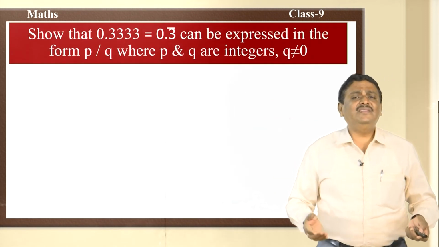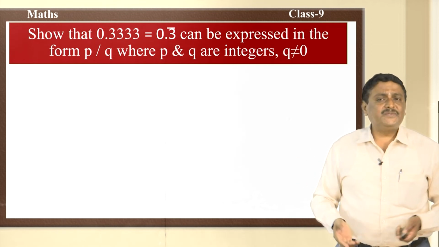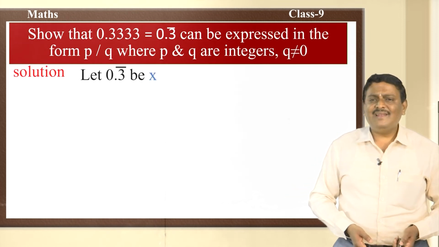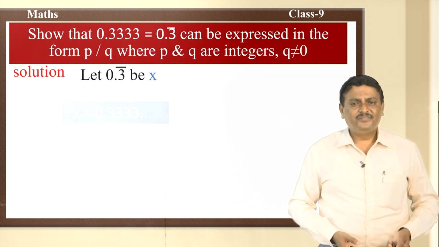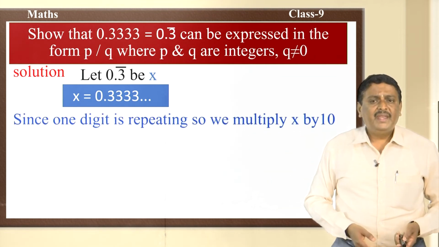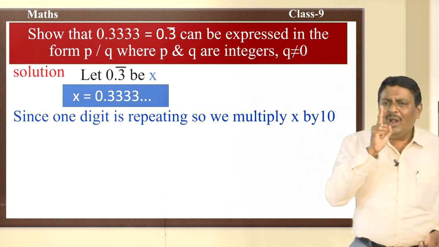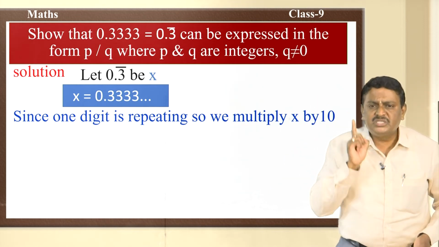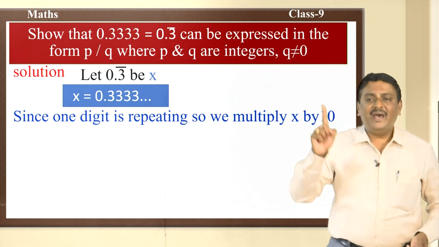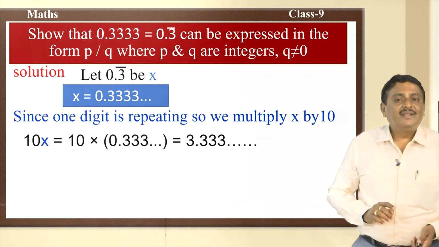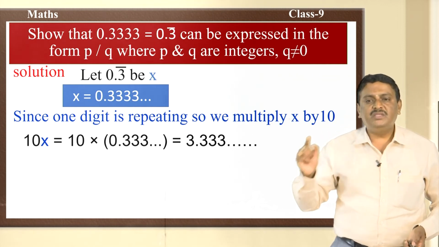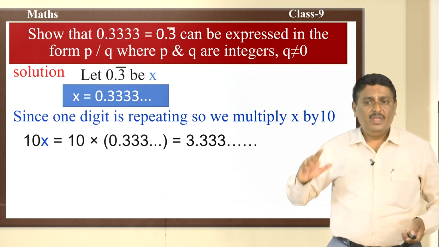Show that 0.3333..., that is 0.3 bar, can be expressed in the form of p by q, where p and q are integers and q is not equal to 0. Solution: let 0.3 bar be x. We know that x is equal to 0.333333. Now, here you have to observe that one digit, that is 3, is repeating. So, you multiply x by 10. 10x is equal to 3.333, call this equation number 1.